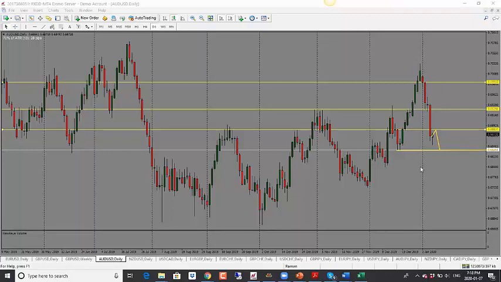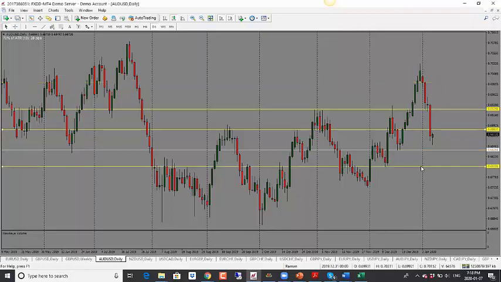Now, if it does go below that, then we're looking at 0.6800. But this one has moved a lot already, so just be mindful of that. But bias is bearish for Aussie dollar as well.